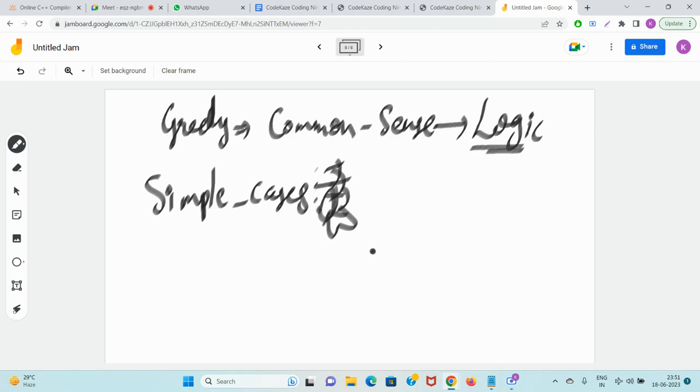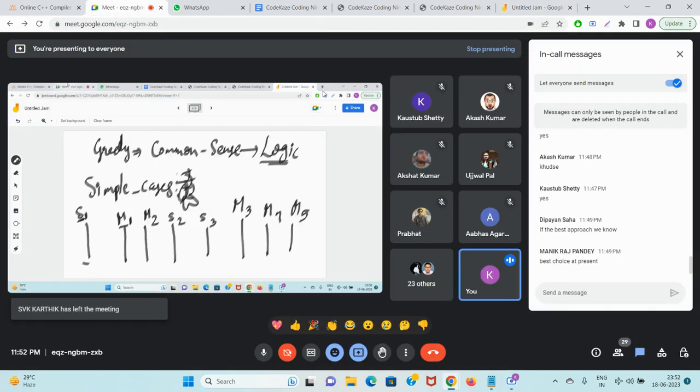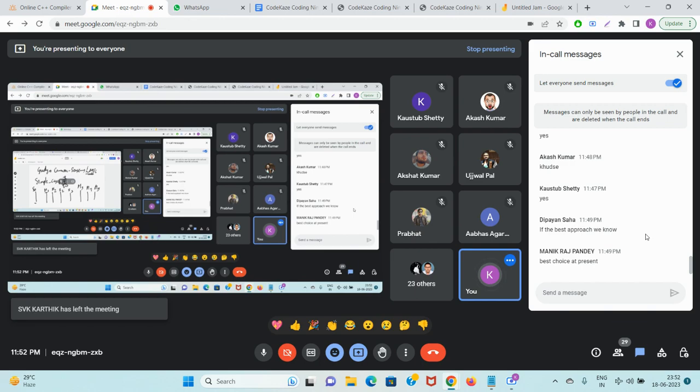So guys, now tell me something. There is this monster M1. Okay, there is this monster M2. Then say there are some soldiers S2, S3. Then there is this monster M3, M4, M5. And then here the first soldier is coming. So before the first monster, there is the first soldier. Okay, guys, is this configuration clear to all? These are the monsters, these are the soldiers. Before the first monster, there is the first soldier. This configuration is clear to everyone, guys. Some people write yes please in the chat.